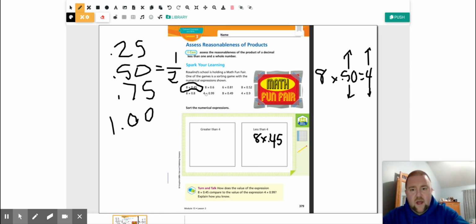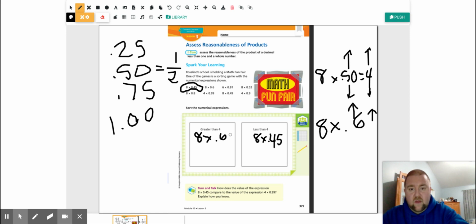The next example, we have 8 times 6 tenths. Well, the same thing we're thinking here, right? We have 8 times 6 tenths. 6 tenths is greater than 50 hundredths. So our answer is going to be greater than 4 again. So 8 times 6 tenths is greater than 4.